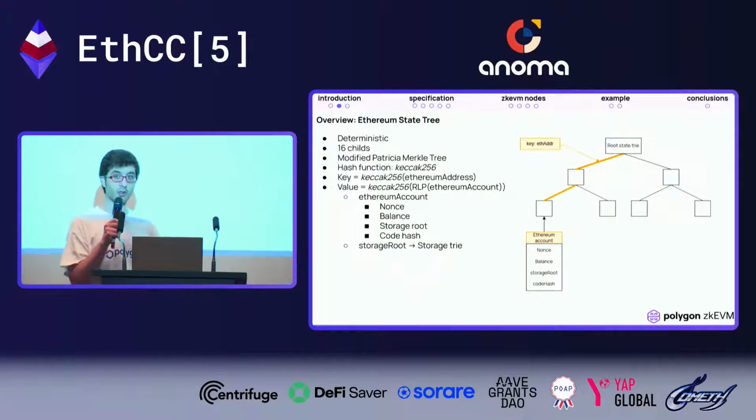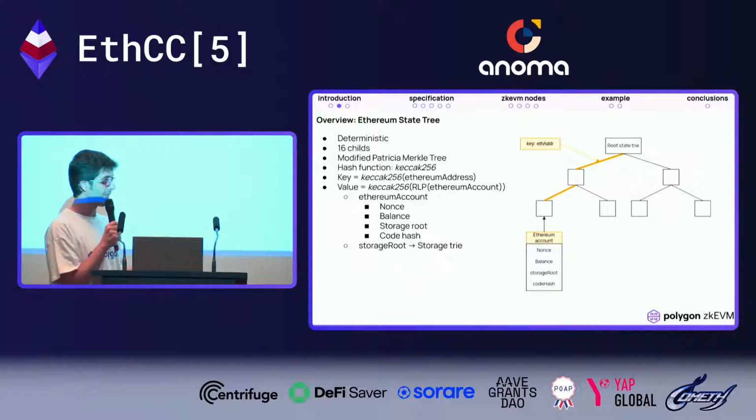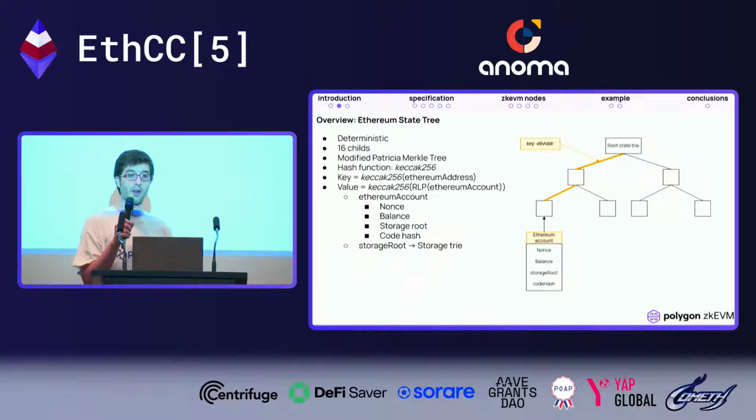The first thing that I wanted to show is an overview of what the Ethereum state tree looks like. Maybe you are aware of how it is, but this is a very quick overview. The Ethereum state tree is a modified Patricia Merkle-Tree. It needs to be deterministic. It has 16 children for each level, and the hash function that they use is the Keccak hash function.